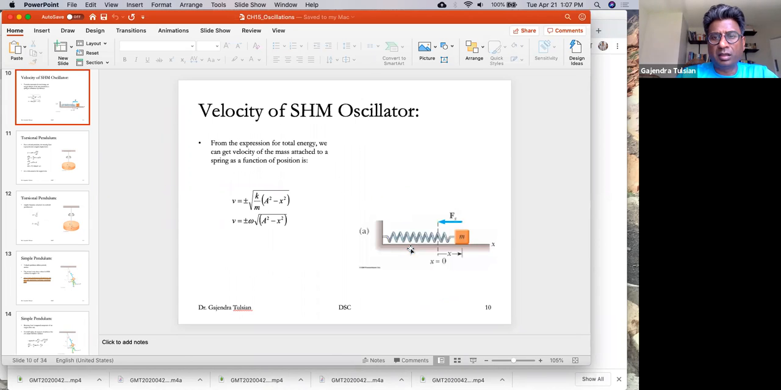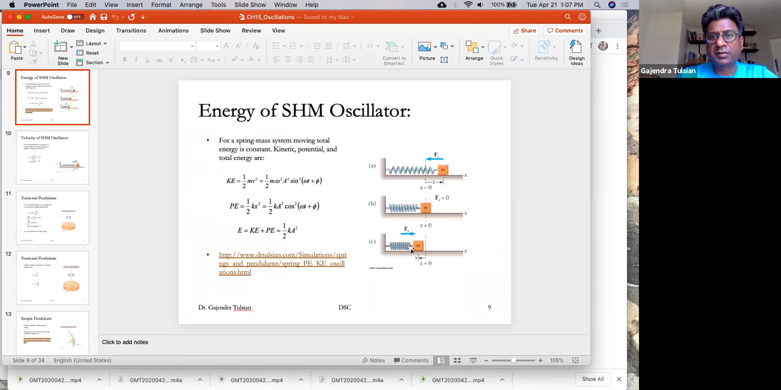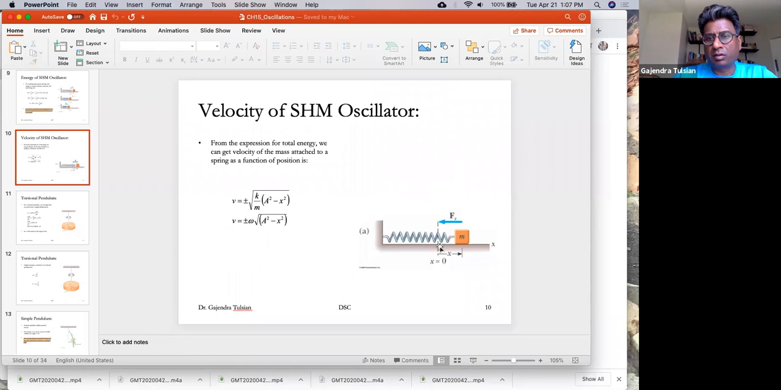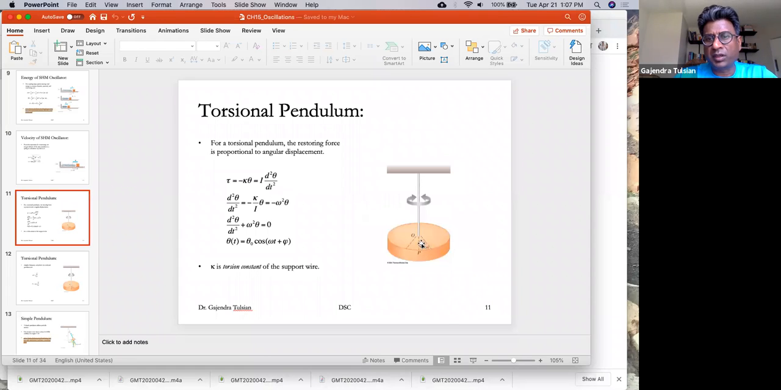And in this case, what was the relevant coordinate to measure the configuration of the system was x, which was the distance of the mass from the equilibrium position. Here, the relevant coordinate is the angle through which it twists from its equilibrium position. So theta is the relevant coordinate.